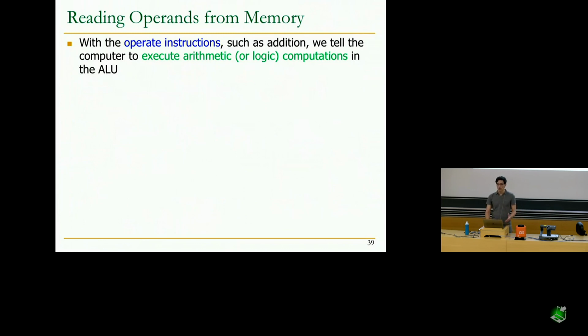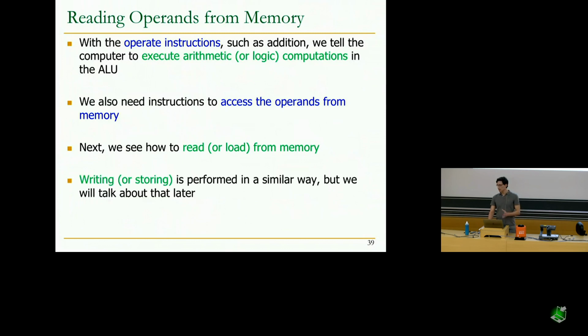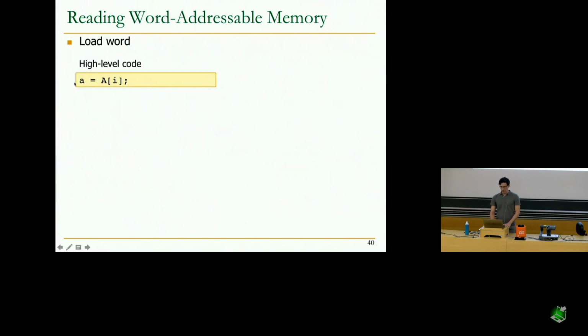Now we're going to see an example of a data movement instruction because we need to access data from memory. So we are going to see one instruction in each of the 2 assembly languages and in each of the 2 ISAs for reading or loading from memory. Writing or storing is very similar. We are not going to talk about that right now, but we will see it later. So load word, this is reading from memory, right? In high-level language code, you access one specific memory location by doing something like this, A equals A[i].